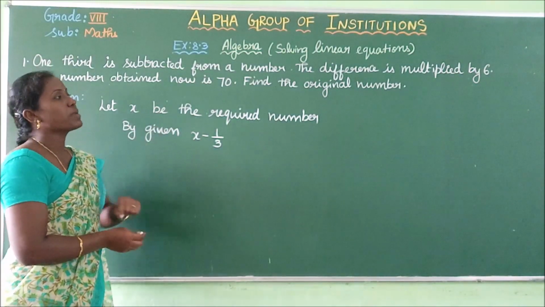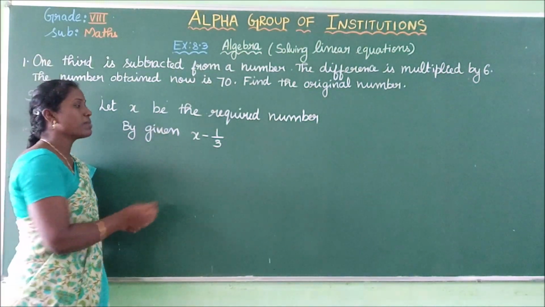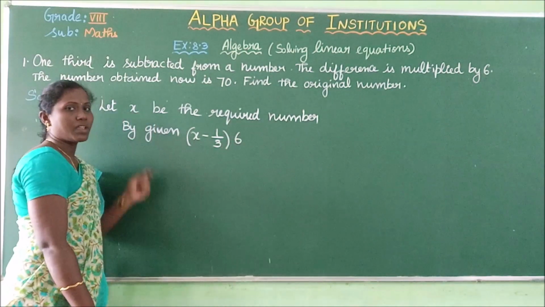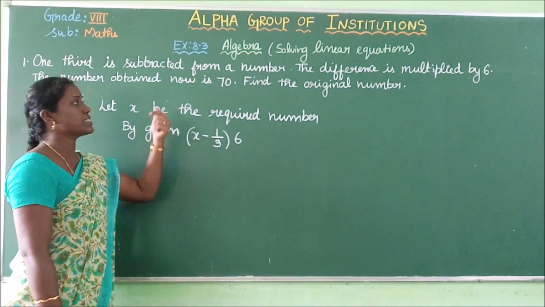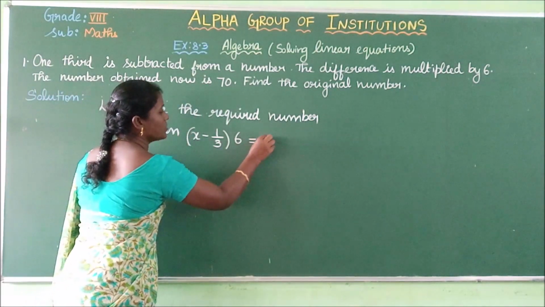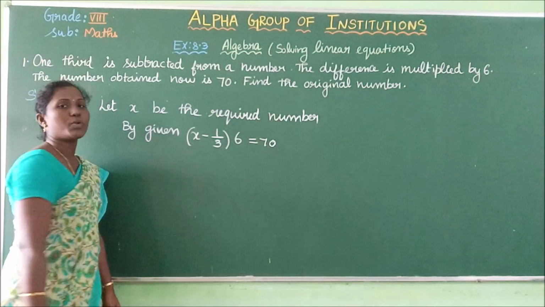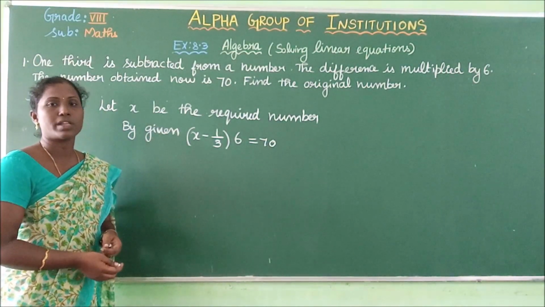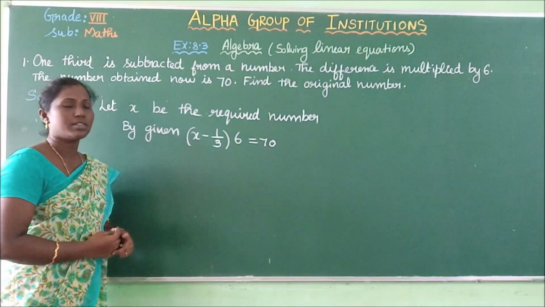The difference is multiplied by 6. This difference is multiplied by 6, and the resulting number is equal to 70. In that case, we have to find the value of x, that is, the unknown number, the required number here. So how do we find it in a simple way?